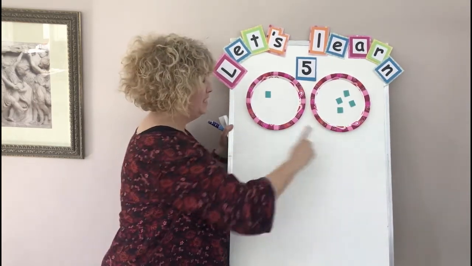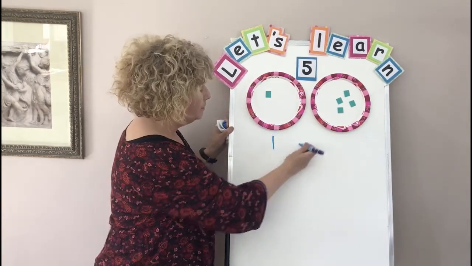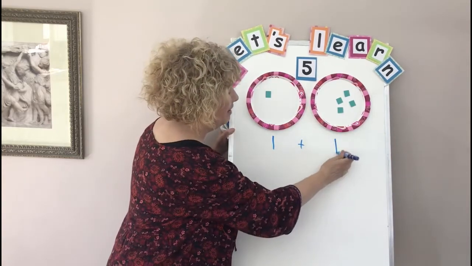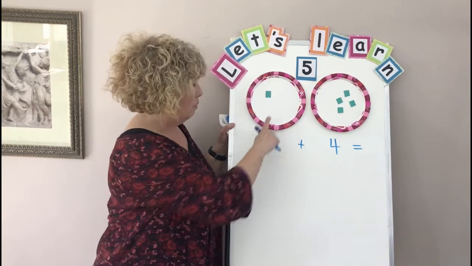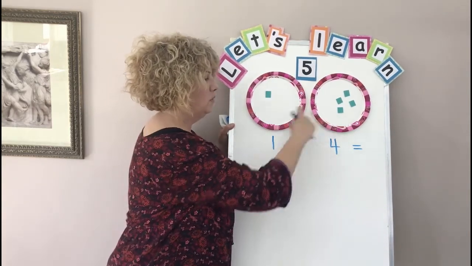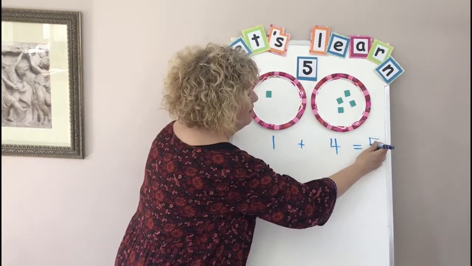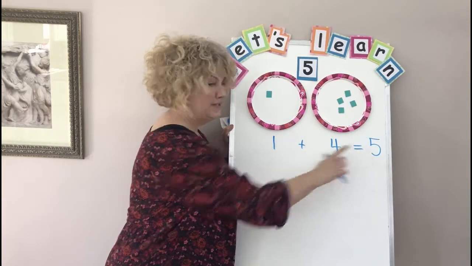Can we write a number sentence that goes with this picture? Let's see, we have 1 plus, how many over here? There are 4 over here. And how many does that equal all together? 1 square plus 4 squares equals how many all together? 5, right? We have 5 squares, so I'll put the 5 over here. 1 plus 4 equals 5.